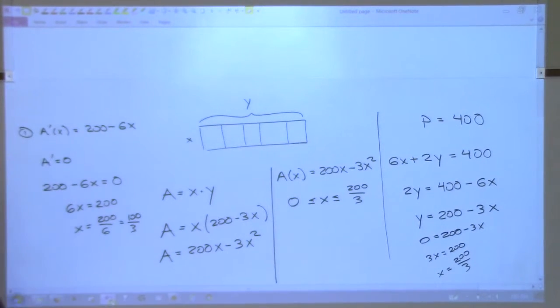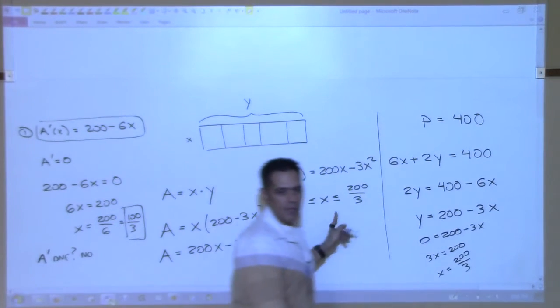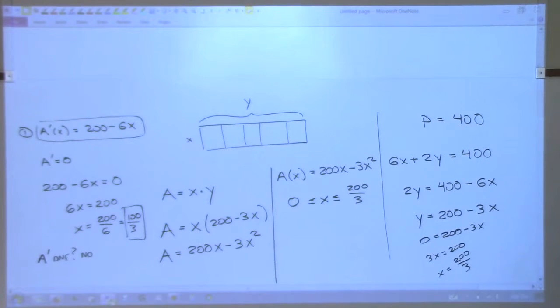What do I need next? Is it ever undefined? Does the derivative ever not exist? There's your derivative. Does that ever have any issues? No. Oh, was this in our interval? I didn't mention it because I knew it was, but you always have to check if it's in here. It is in there. 100 over 3 is within the interval. So we have one critical number and we have our two endpoints. And that's it. So now we check them.